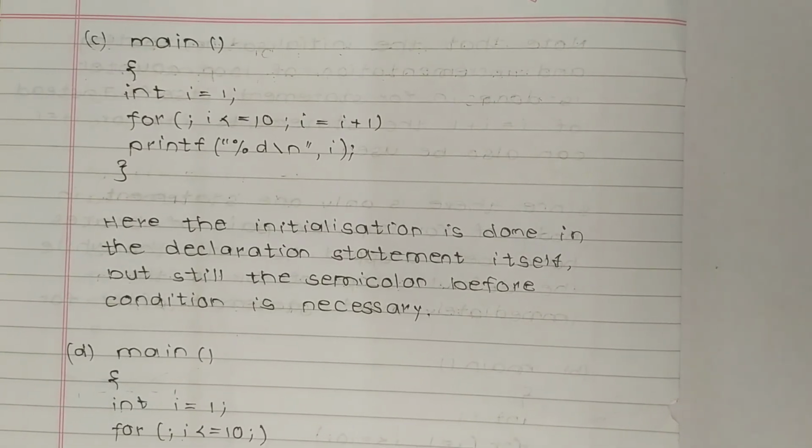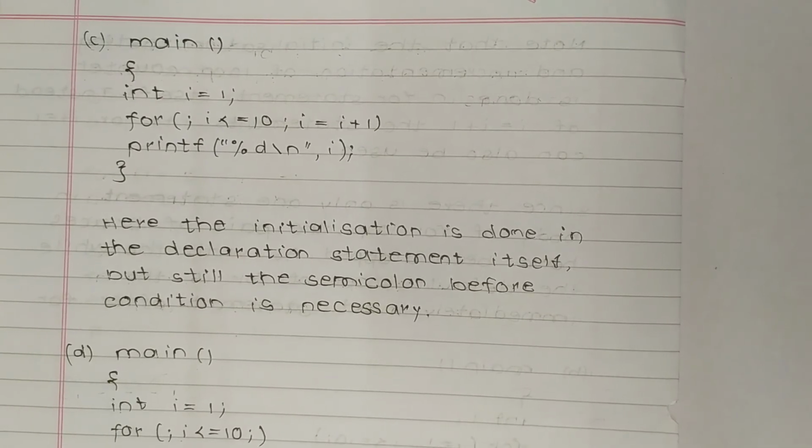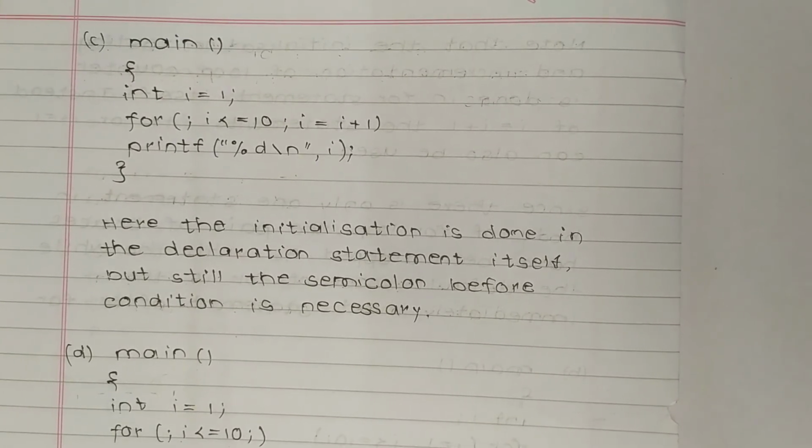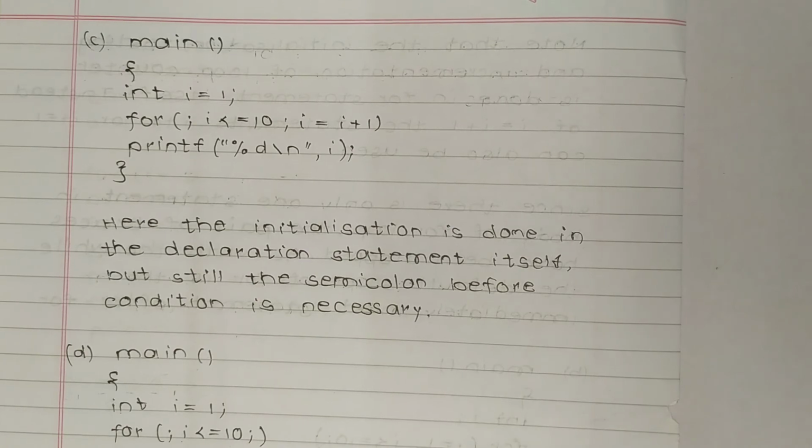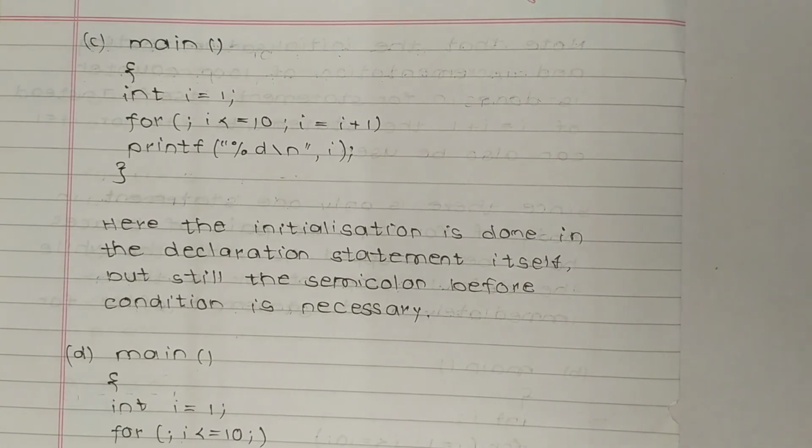Now program C: main, int i = 1, for i < 10, then i = i + 1, printf("%d\n", i). Here the initialization is done in the declaration statement itself, but still the semicolon before the condition is necessary. The initialization is not done in the for statement, but it is done in int i = 1. So it is not necessary in the for statement to write such initialization.